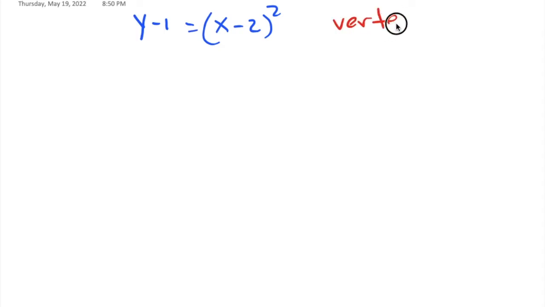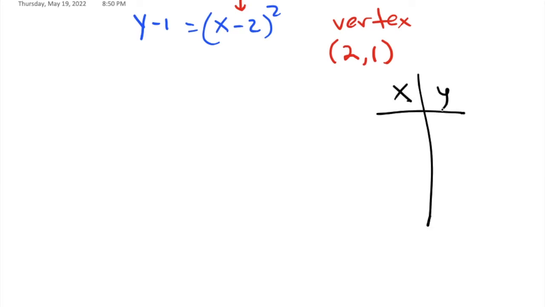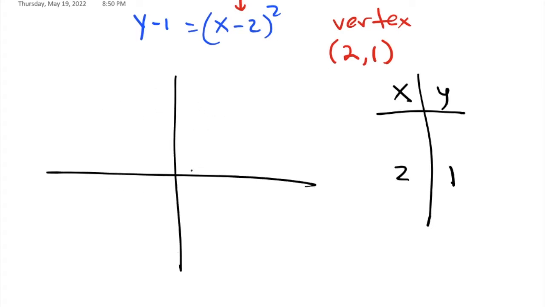So our vertex, we'll look in the x spot to get the x value and change the sign. That negative means change the sign. So we'll get positive 2, and negative 1 will change to positive 1. So what I tend to do is make a chart to keep my students organized, and I'll put that vertex kind of in the middle. So let's start taking a look at what we have so far.